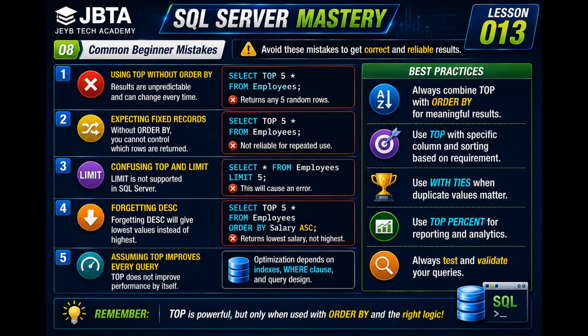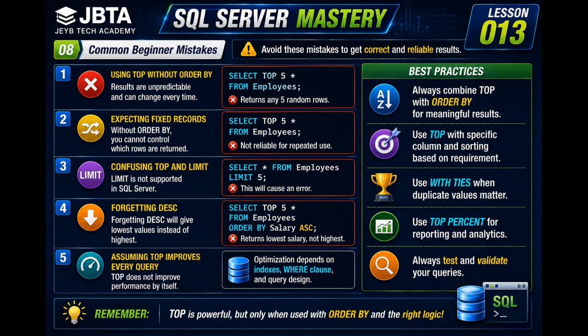Without the order by clause, SQL Server simply returns the first rows it finds. Those rows may not be the ones you actually need. Always remember that if your requirement involves the highest, lowest, newest, oldest, or best records, you should always use the order by clause together with the top clause. The second mistake is assuming that top permanently removes data from the table. The top clause does not modify or delete any data. It only limits the number of rows displayed in the query result. The original data inside the table remains unchanged.